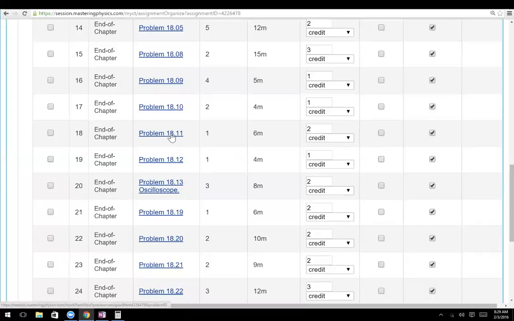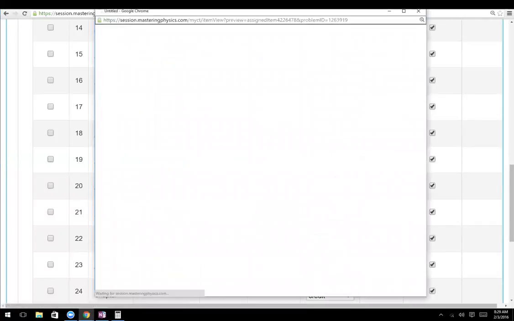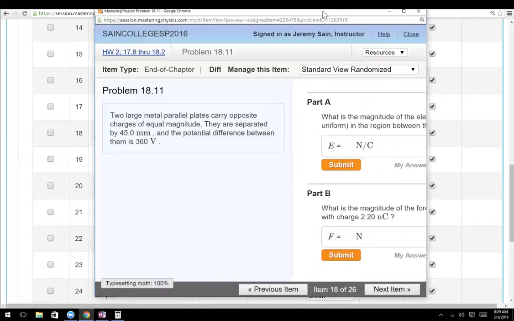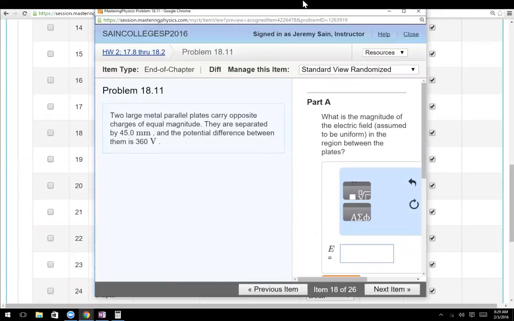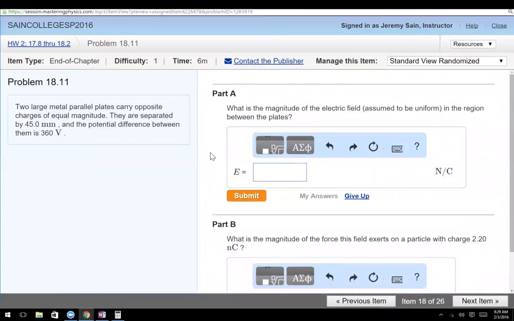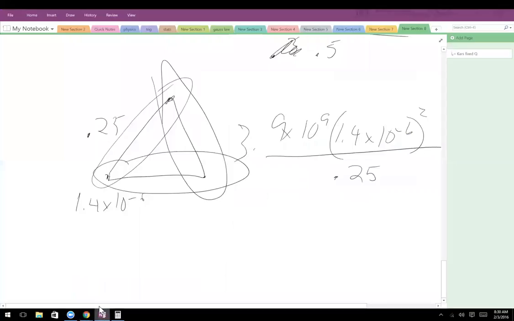It's easy, but we'll see if 11 has electric potential in it. Yes, okay. You've got 2 large metal plates, carry opposite charges equal magnitude. They're separated by 45 millimeters. The potential difference between them is 360 volts. So what's the magnitude of the electric field assumed to be uniform in the region between the plates? That was kind of the one example we already did.